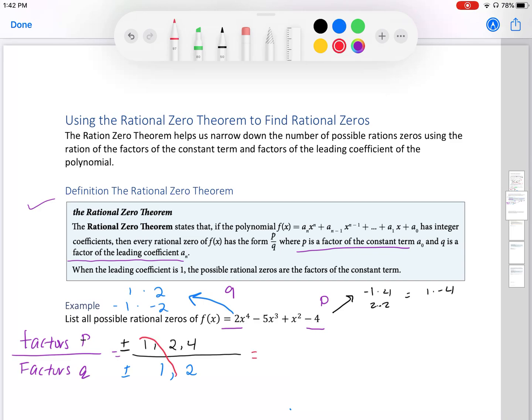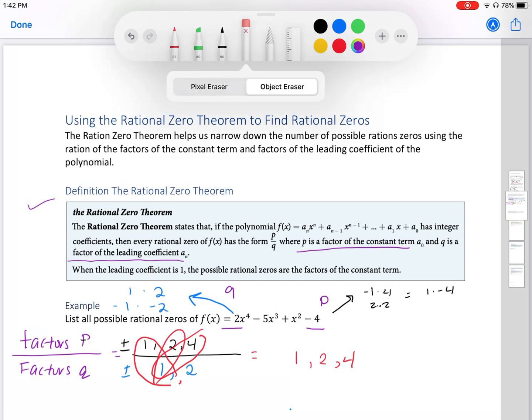So I have 1 divided by 1, well that's just 1. And 2 divided by 1, that's just 2. And 4 divided by 1, that's just 4. Okay, so I used up my denominators of 1. What about my denominators of 2?